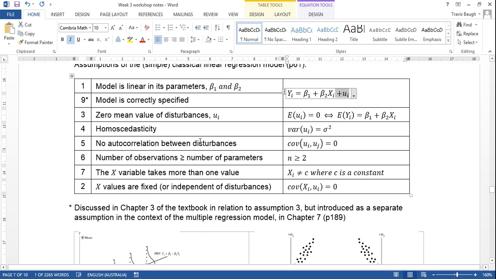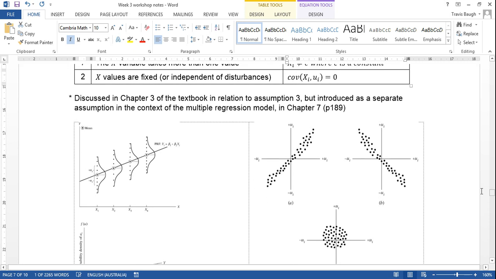Another assumption is that there's no autocorrelation between disturbances. The most simple example of autocorrelation is that when we're, say, generating our observations on Y, the disturbance terms for successive observations are not correlated with each other. These diagrams down here illustrate this. Imagine this is ui, and then let's call this uj. Uj is the disturbance term for the next observation after the ith.